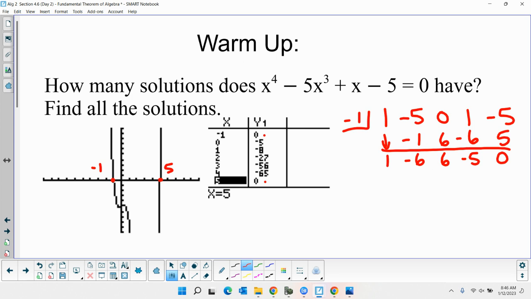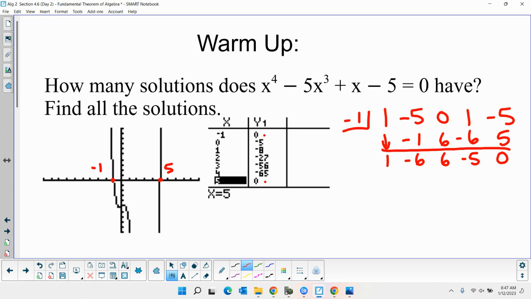If I don't get 0, I made a mistake. I have to check my work. Because the calculator told me -1's a 0, so that means there's no remainder when I do synthetic division. All right, it is a factor. If -1 is a 0, what's the factor? x plus 1. All right, we're going to get into that today.